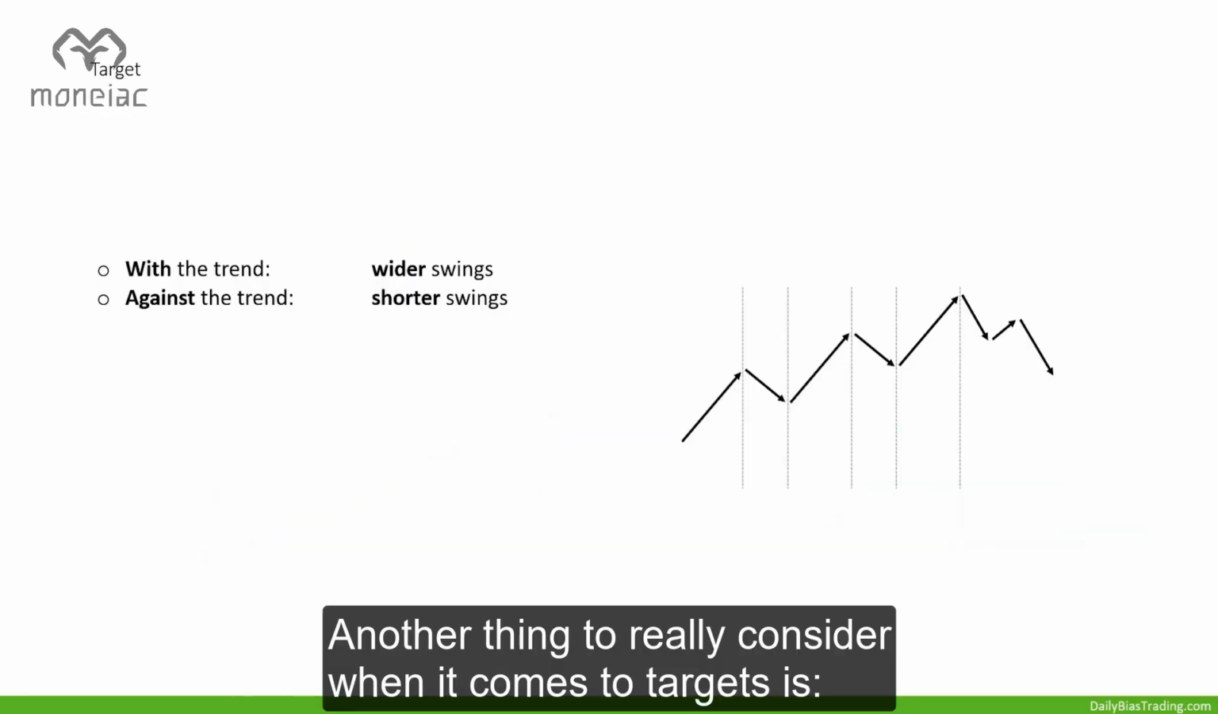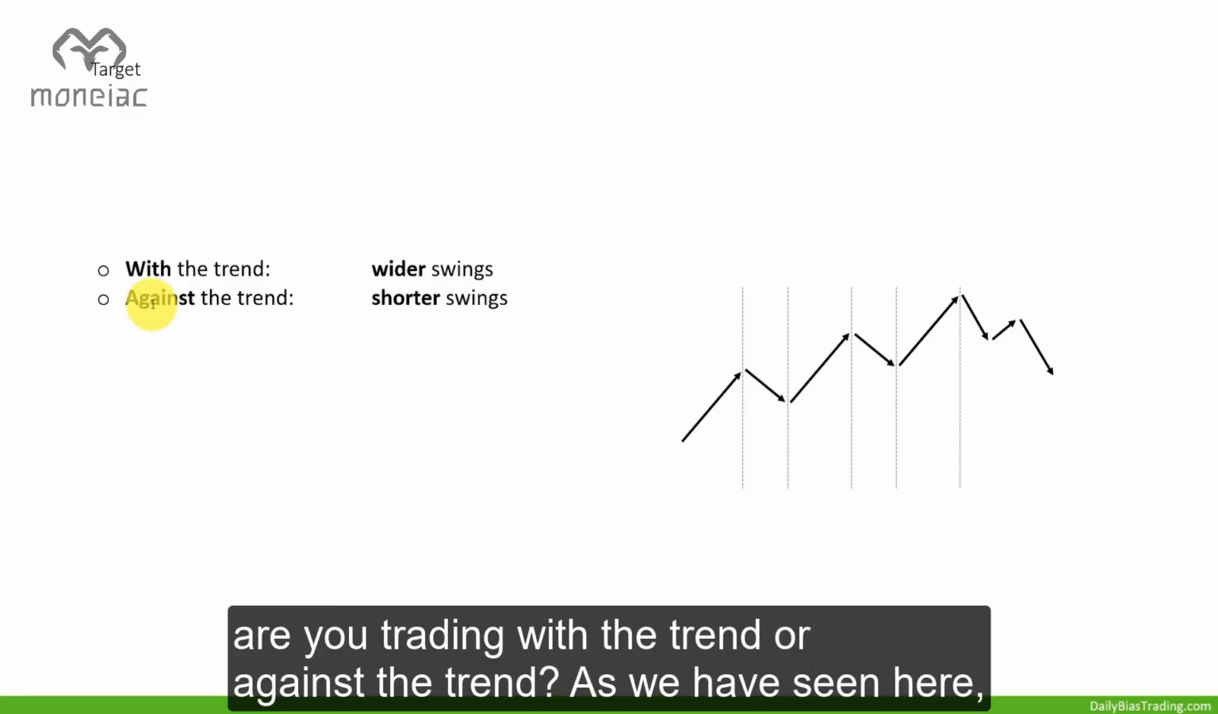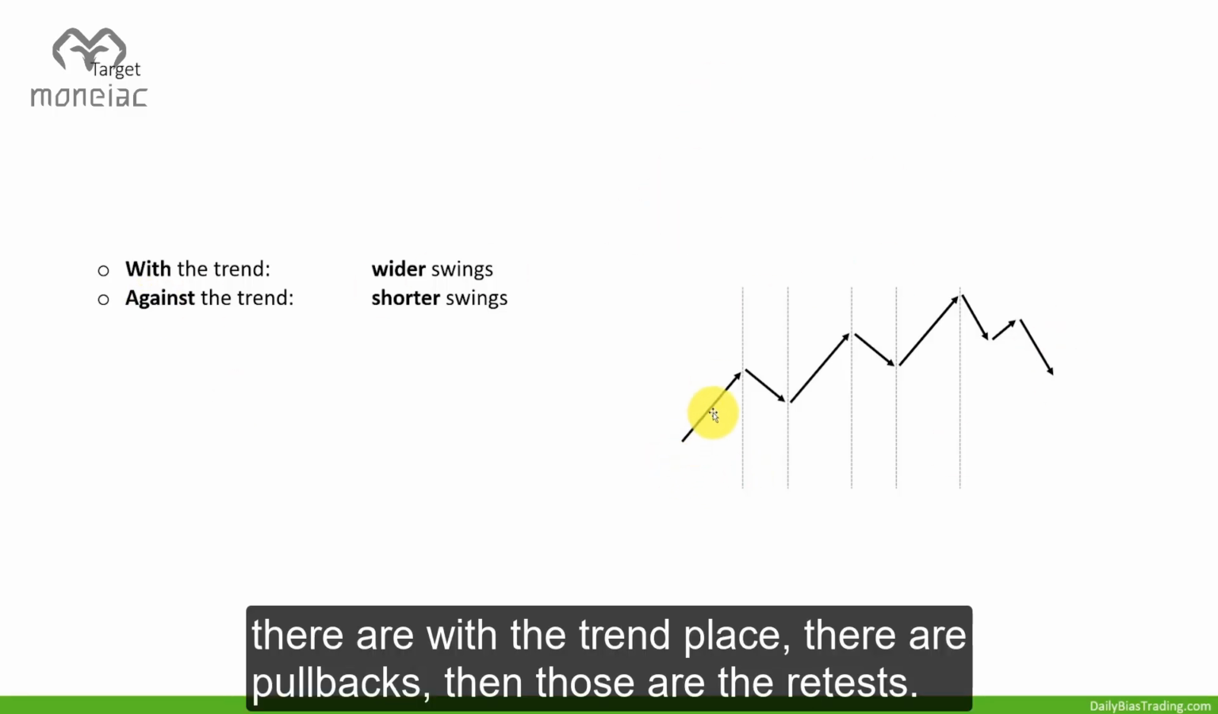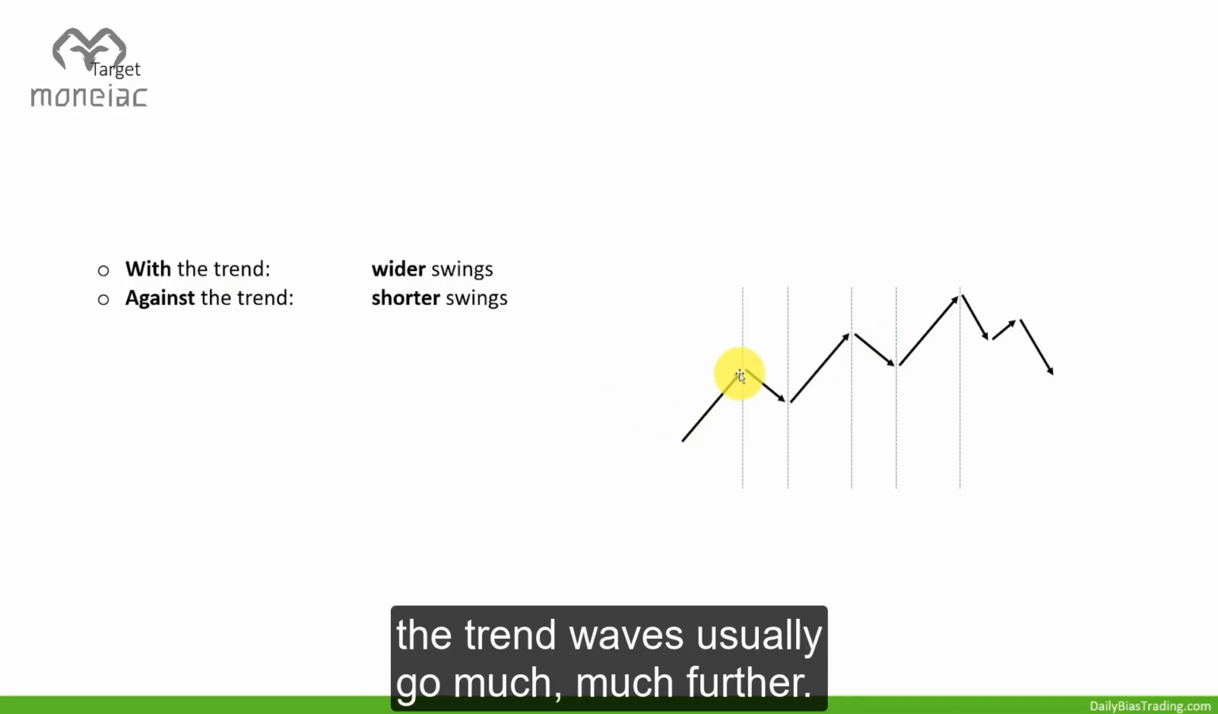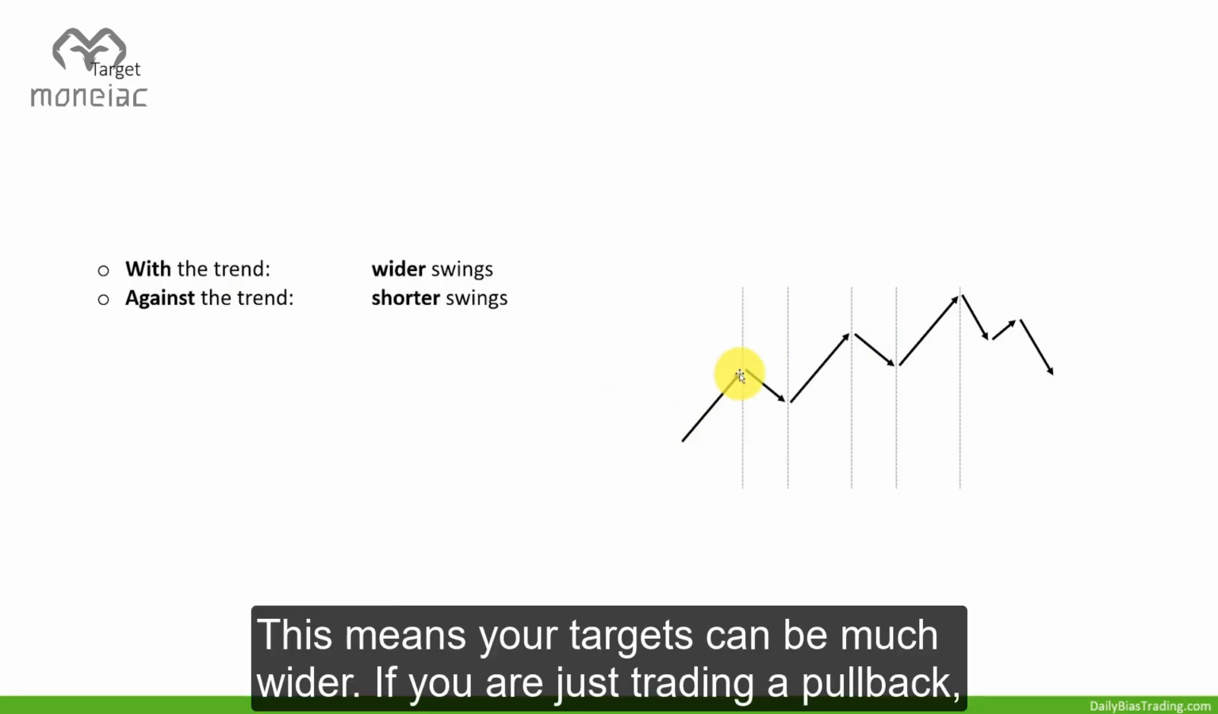Another thing to really consider when it comes to targets is, are you trading with the trend or against the trend? As we have seen here, there are with the trend plays, there are pullbacks, then those are the retests, and with the trend, against the trend. With the trend, waves usually go much further. This means your targets can be much wider.